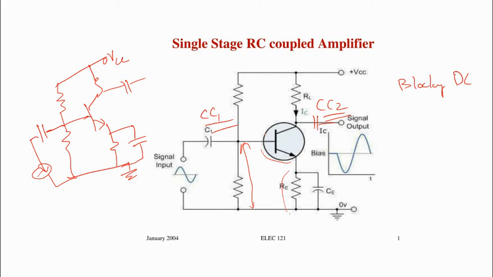So there will be distortion in the amplifier. In order to avoid that, we are using this input coupling capacitor and output coupling capacitor. Output coupling capacitor means, suppose we are cascading the amplifier. That means the output of one amplifier is connected to the input of another amplifier.